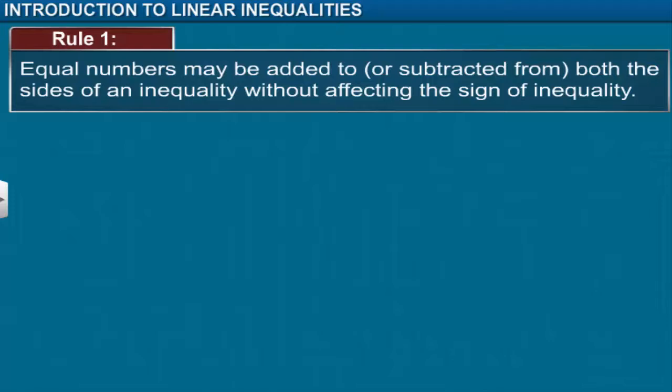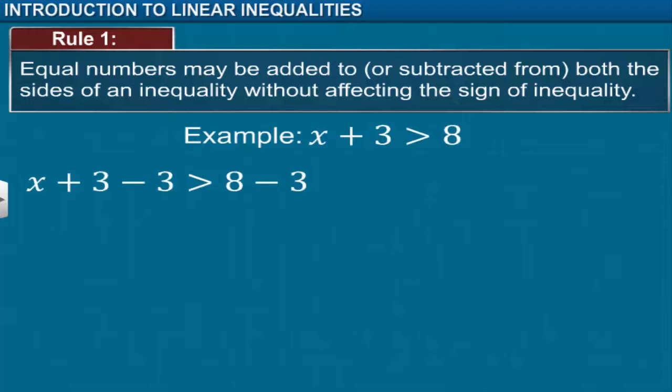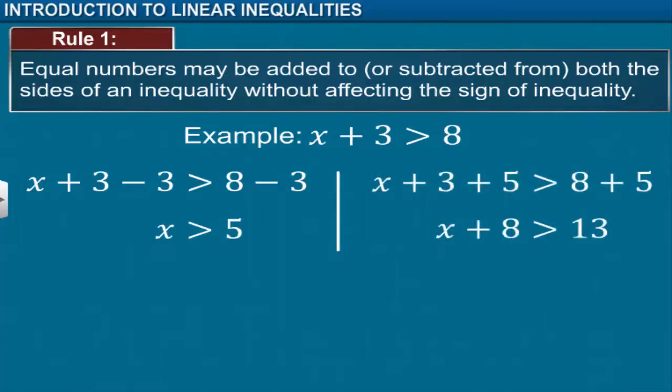Equal numbers may be added to or subtracted from both the sides of an inequality without affecting the sign of inequality. Let's see an example. Let's subtract 3 from both the sides. Now, the nature of the inequality does not change. This applies for addition also.